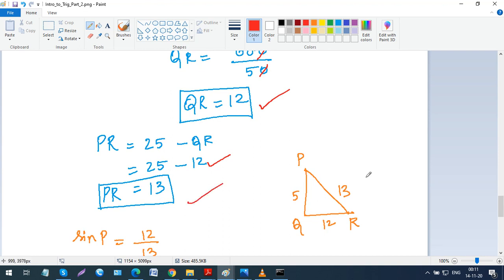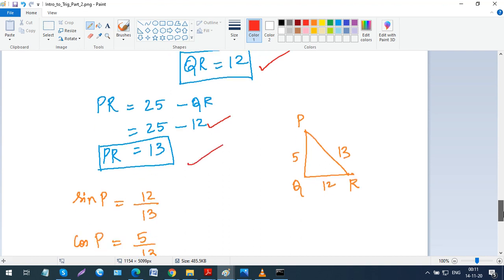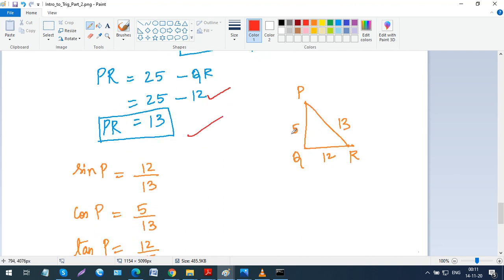So now I have got the triangle. PR is 13, QR is 12, and PQ was already given as 5. These two we just found out. Now we have to find sine P. So sine of P is going to be opposite, which is 12, over hypotenuse, right? Sine is opposite over hypotenuse.